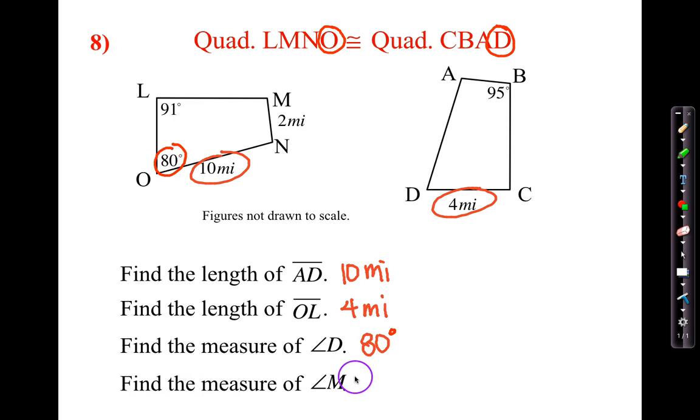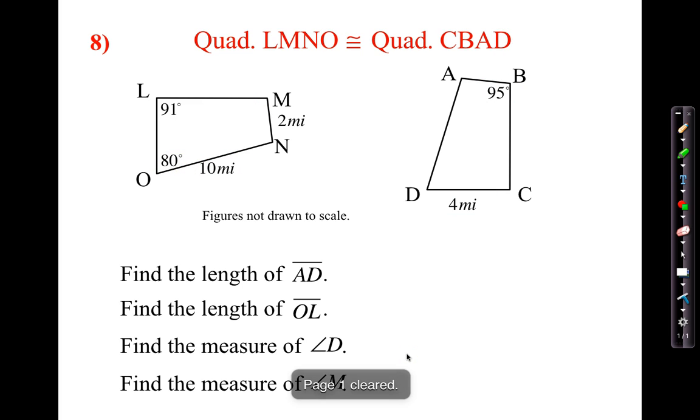Find the measurement of M. It's not given here. However, I know that M corresponds to B, which was given. It's 95. So I'm going to go ahead and say that is 95 degrees. Okay, so hopefully you got all of those right.